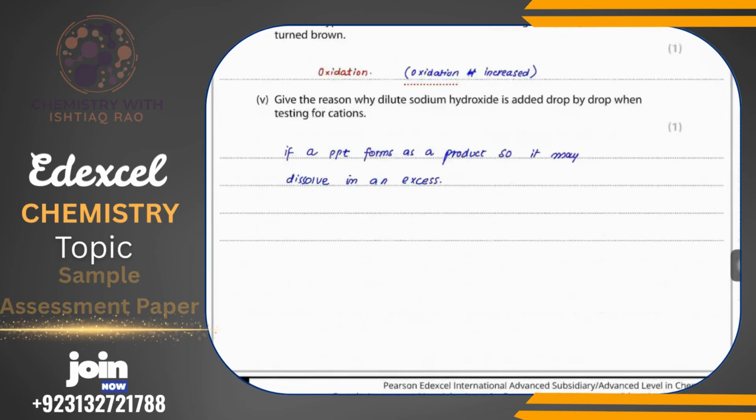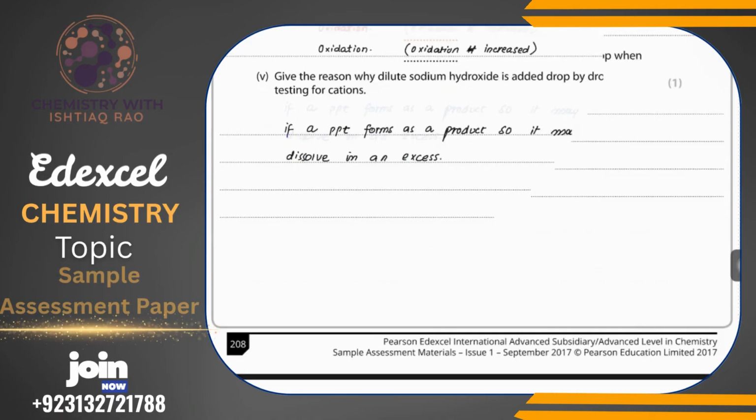If a precipitate forms as a product, it may dissolve in excess. Okay, say this one.